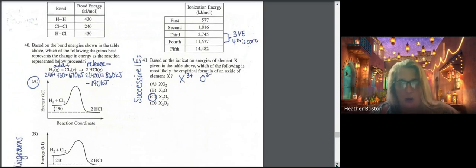Okay, so this is successive ionization energy again. Notice the first and the second and the third come off easy, and then there's a huge jump to the fourth. So that means that it has 3 valence electrons, and the 4th electron is going to be in the core. So with 3 valence electrons, it will form a +3 charge to balance oxygen's -2, so the correct answer is C.